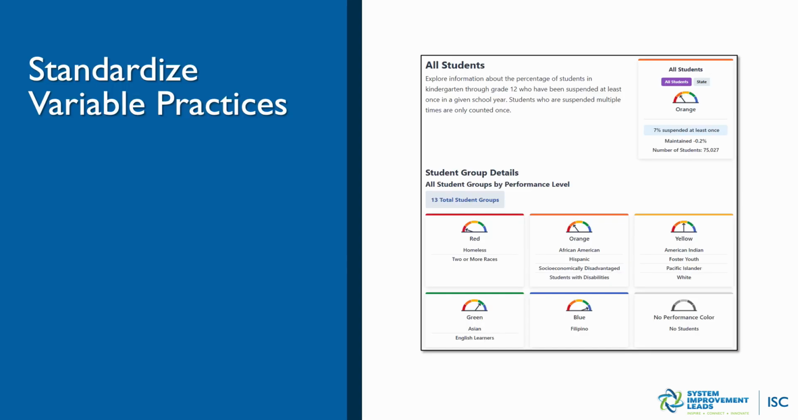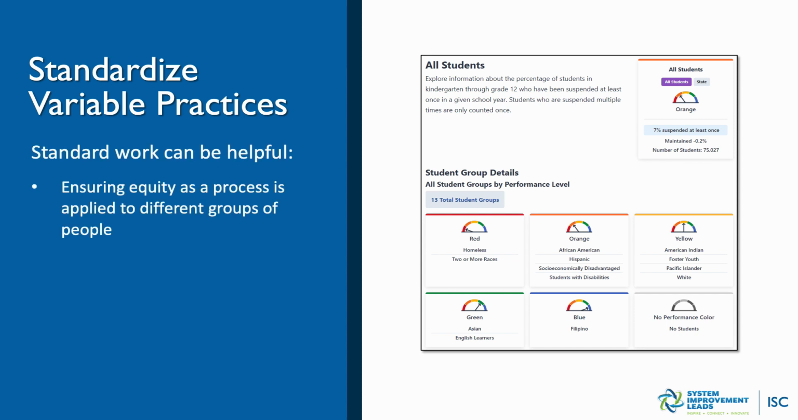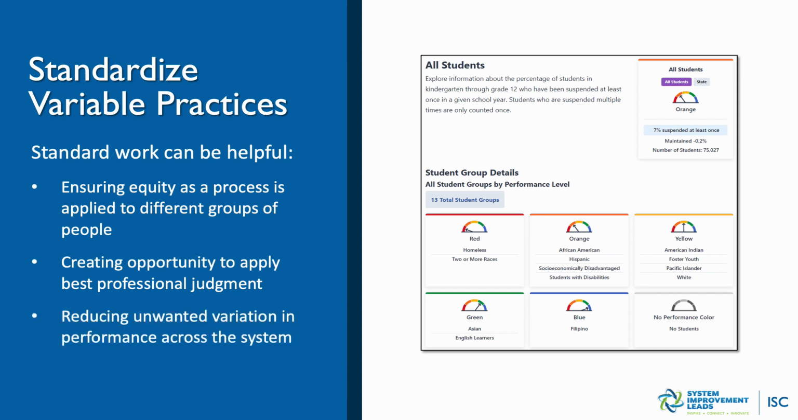Sometimes a process map can be helpful in removing unwanted variation in practice from a system. Returning to the example of suspensions, a district like the one presented might be concerned that the process of suspending seems to disproportionately affect some student groups, like homeless children and children of color, in a negative way. Rather than relying purely on the individual judgment of administrators, the district might consider creating a process map for a standard suspension process, used by all administrators and designed to ensure parity in application to different student groups.